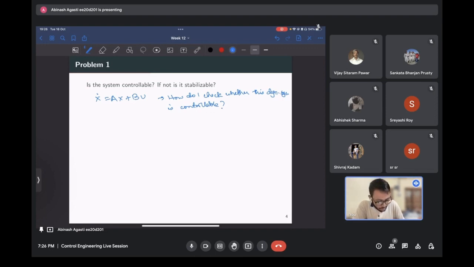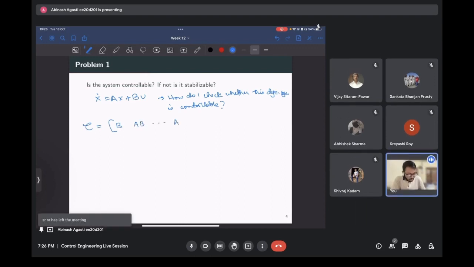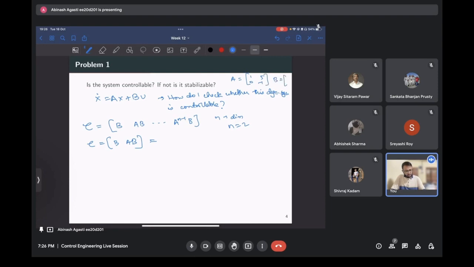So we have something called a controllability matrix, right? Given by B, AB, and so on till A to the power n minus 1 B, where n is the dimension of the system, right? So for this n equal to 2, we'll just have C equal to B and AB. Remember, A is given by 1 5, 0 minus 1, B is 1 0. So this is 1 0 and AB is, we can find out, 1 and again 0. So this is the controllability matrix. Is it clear till here?